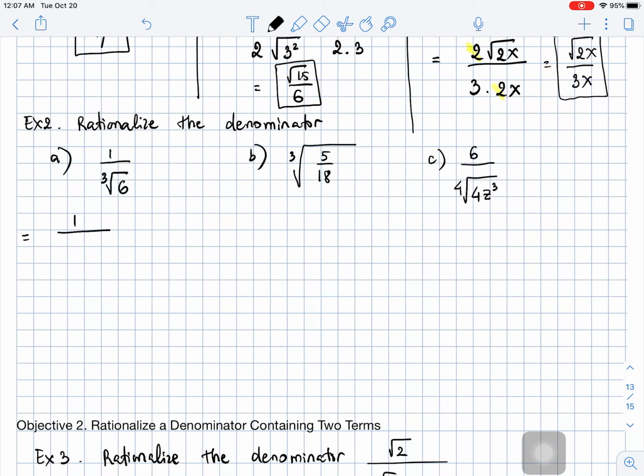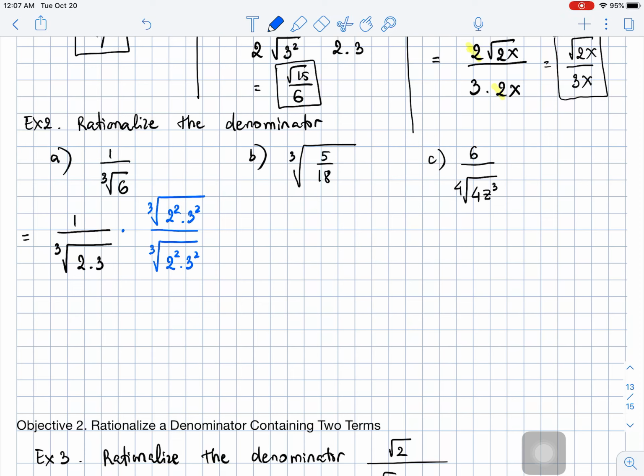So for problem A, the first step we should do is simplify, and then write the number in factor form. For problem A, I cannot simplify the 6 any more, so I'm going to write the 6 in factorization form. So 6 is 2 times 3. That means I need to rationalize the 2 and the 3 in the radical.